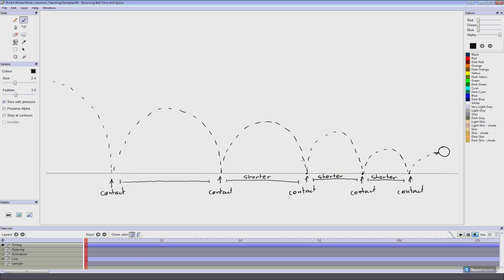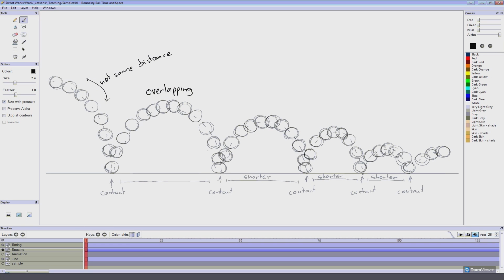Okay? Spacing here. This is the spacing. When the frames are closer or further away, it gives me different rhythm in the action. When they're closer, the action is slower, and when they're further away, the action is faster. So this way, I have different rhythm in this bouncing ball. Okay, these are all my frames.